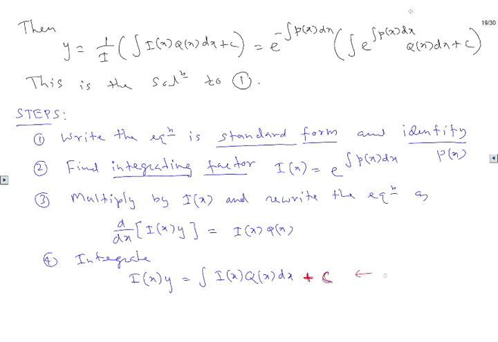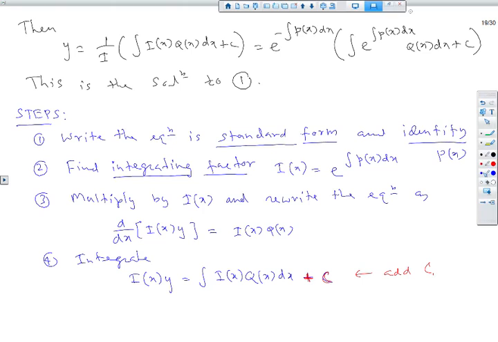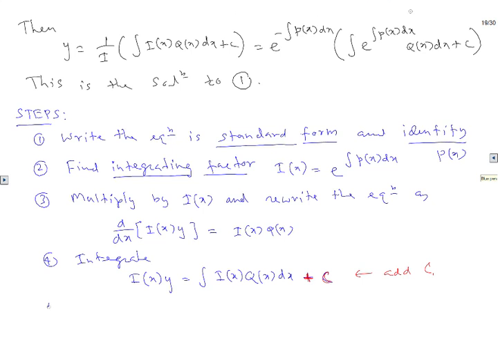I'm going to say add the C, because it's an indefinite integral, so you have a C in there. After we do that, the last step is to solve for y. So there are 5 steps. After we do the integral, we can divide by I(x). Solve for y by dividing by I(x).